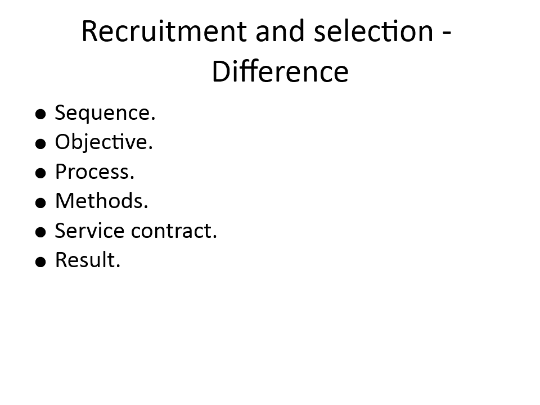Now, after understanding the meaning of selection and knowing the process of selection, we will clearly understand the basic difference between recruitment and selection. Some of the parameters on which I will differentiate between recruitment and selection will be the sequence, objective, process, methods, service contract and result. Well, I'll take sequence and try to differentiate recruitment and selection.